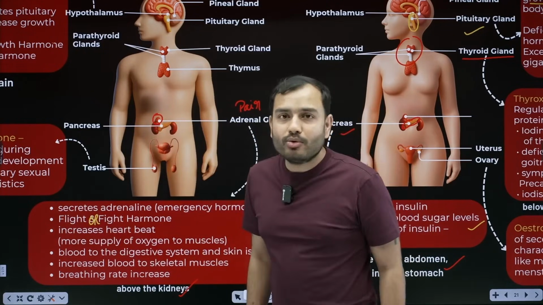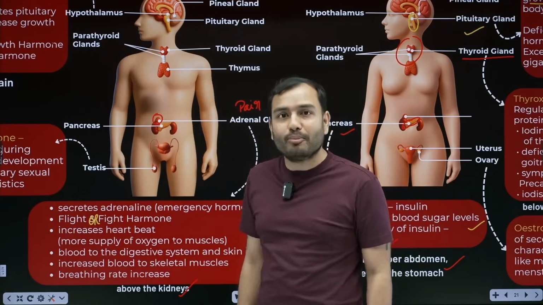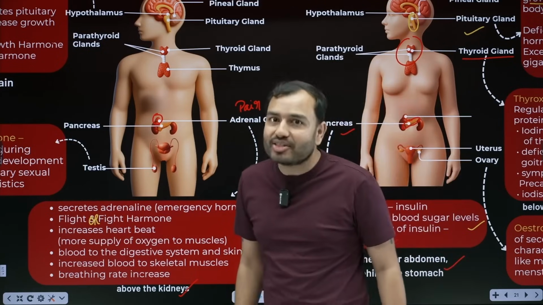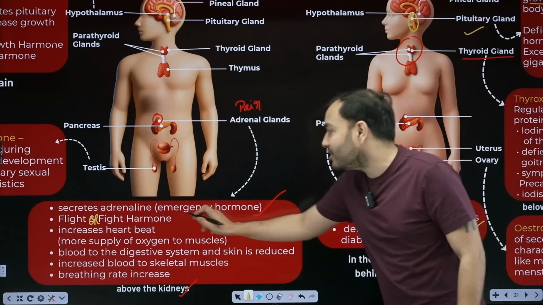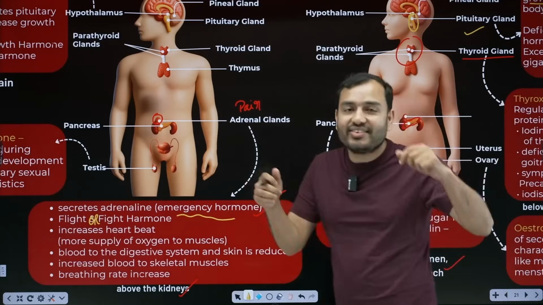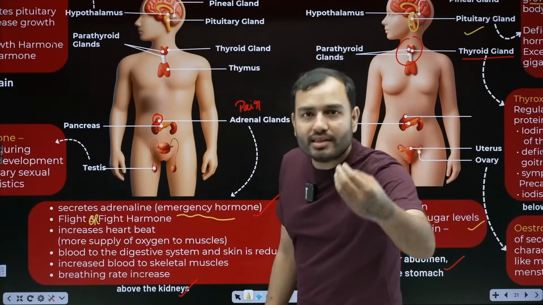Flight means either run away. Fight means either fight. So either fight or run away. 12 guys in front, either you fight or run away. So flight and fight hormone, both cases are emergencies, beta. Either you have to run, or you have to fight. Now because of this, some changes happen inside the body.